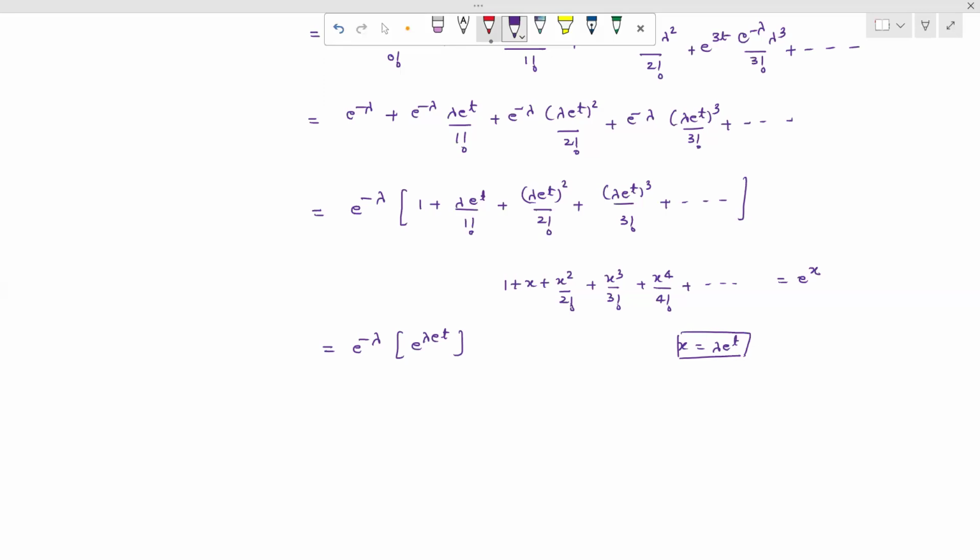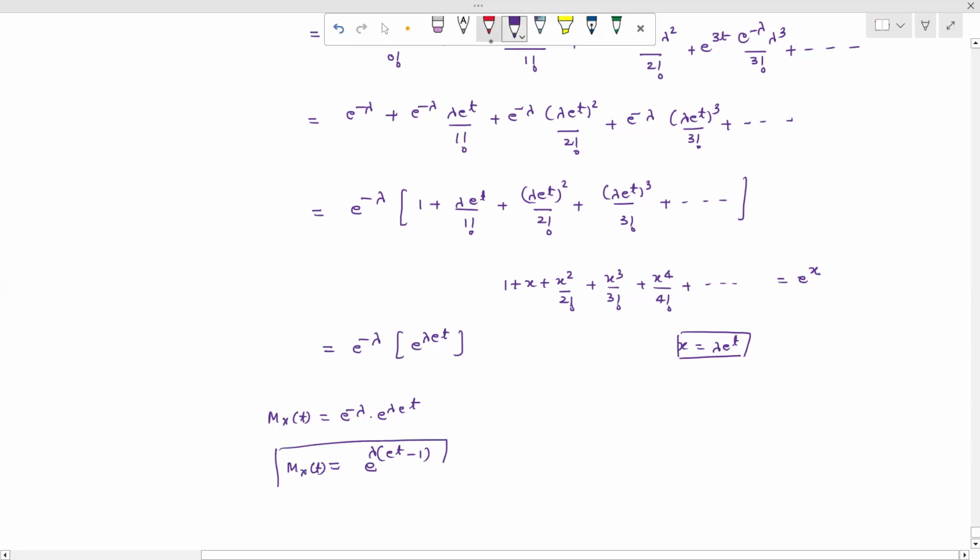So we can say that this is our moment generating function. M_X(t) is equal to e raised to the power minus lambda into e raised to the power lambda e raised to the power t. When the base is the same, we can write this as e raised to the power lambda times e raised to the power t minus 1. So this is the moment generating function of Poisson distribution.